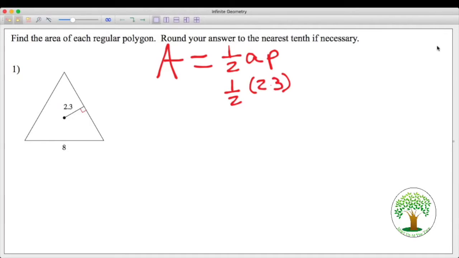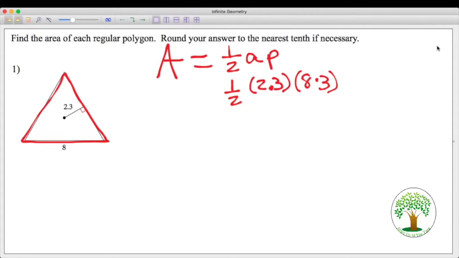24. How did she get 24? The perimeter is the distance all around this. If this is 8, this one's also 8, and this one's also 8. So we got it by 8 times 3. I'm going to write 8 times 3.